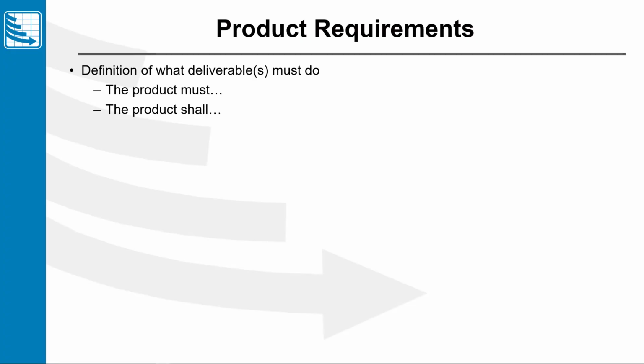So, when we're talking about being specific and achievable, the product must do something, or the product shall do something. The product must have an entrance of 18 inches wide by 36 inches high, or the product shall be blue in color. Very easy, very specific, very achievable.